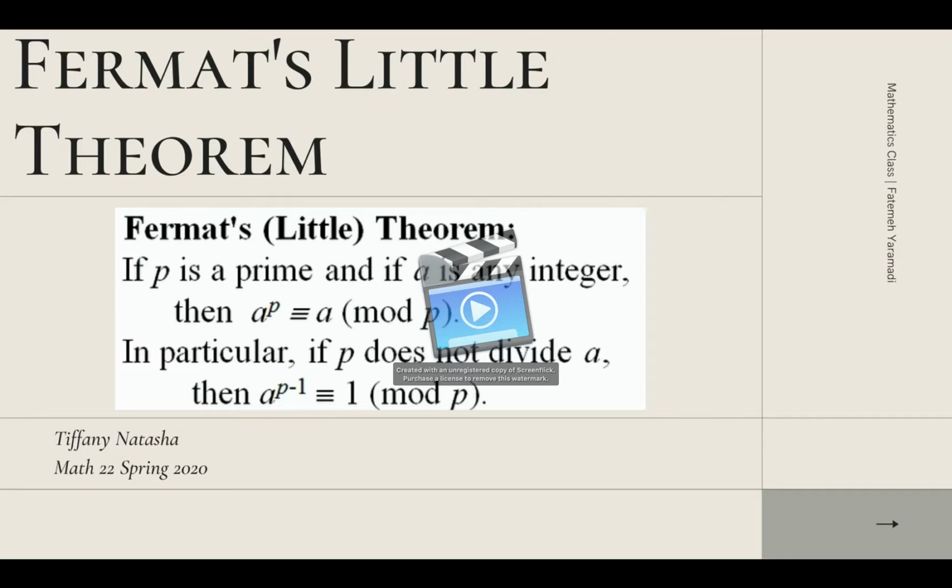Basically, Fermat's little theorem states that if P is a prime number and if A is an integer, then A to the P is equivalent to A mod P. In particular, if P doesn't divide A, then A to the P minus 1 is equivalent to 1 mod P.